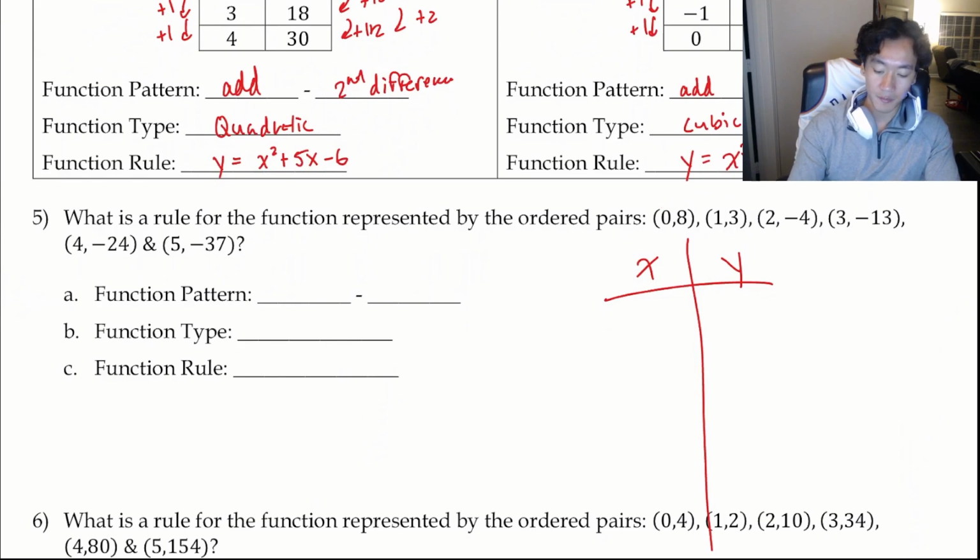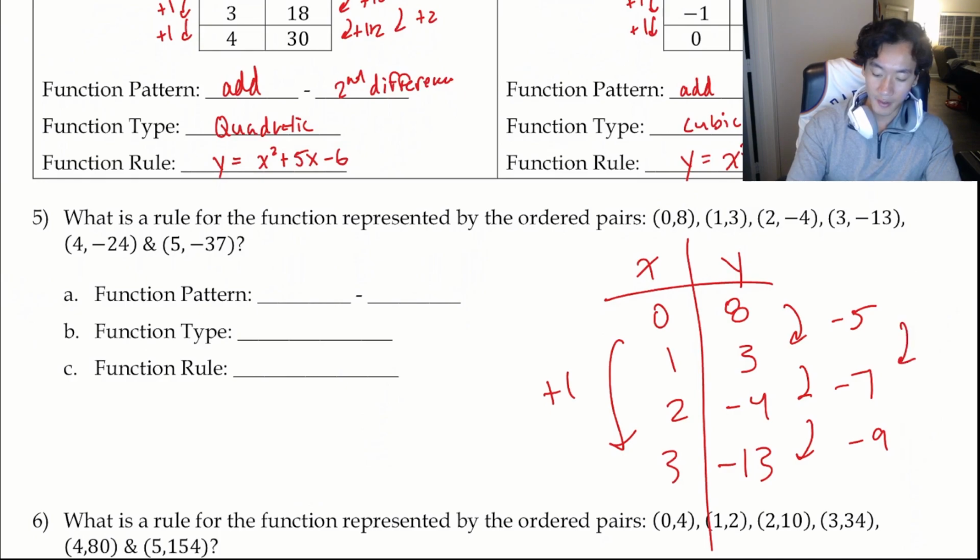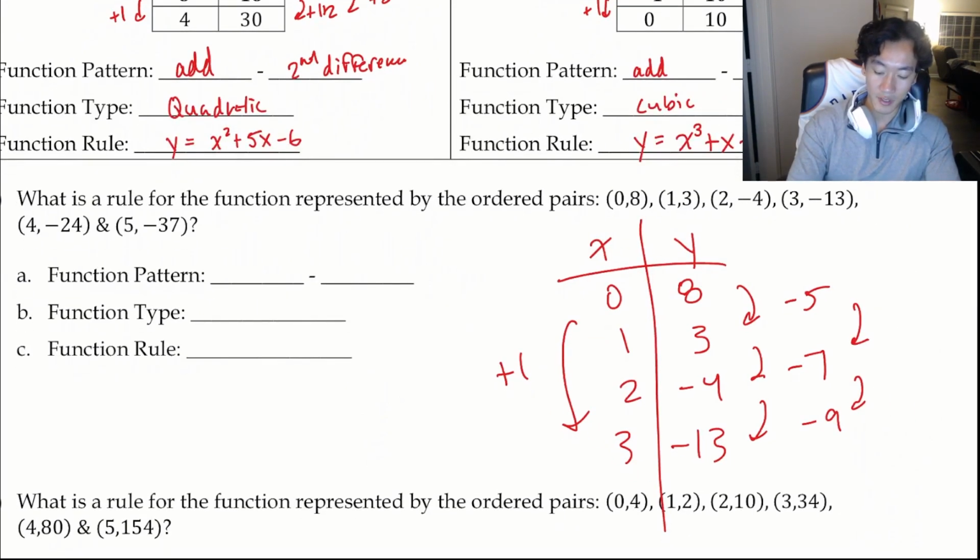All right, so I'm going to start writing them down: 0, 8, 1, 3, 2, negative 4, and then 3, negative 13. I can already tell on the x column that the first differences are adding plus 1, so I'm not going to write it again and again. Then I'll focus on the y column. That's going to be minus 5, then minus 7, and then minus 9. Then we have a second difference of minus 2 each time.